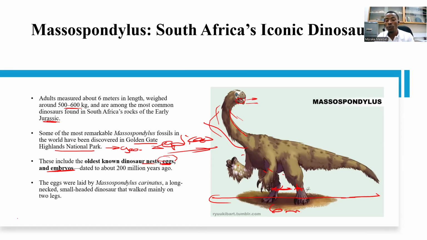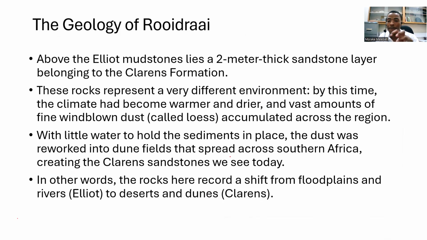So we also have the evidence of these embryos, the eggs, and the nesting site. If you visit the Badumodumo center, you'll be able to see these things. The eggs were laid by Massospondylus carinatus, a long-necked, small-headed dinosaur, as you can see, this head is very small. It walked mainly on two legs, but could still walk on its forelegs.